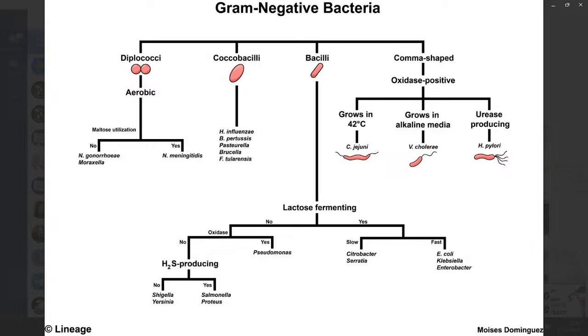If the bacteria is aerobic, it means it can use oxygen. Diplococci means it is double spherical. Then aerobic, and if the bacteria can utilize maltose, then it is called Neisseria meningitidis. And if it doesn't, then it is called Neisseria gonorrhoeae, and Moraxella.